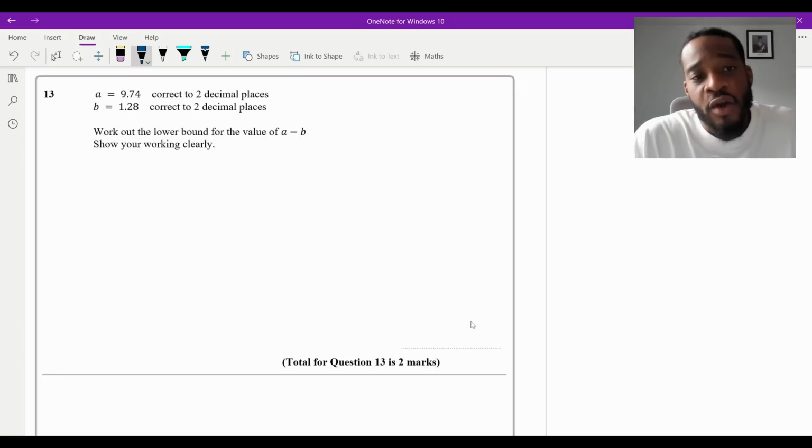Okay, so question 13 says A is equal to 9.74, correct to 2 decimal places. B is equal to 1.28, correct to 2 decimal places. Work out the lower bound for the value of A minus B. Show your working clearly for 2 marks.